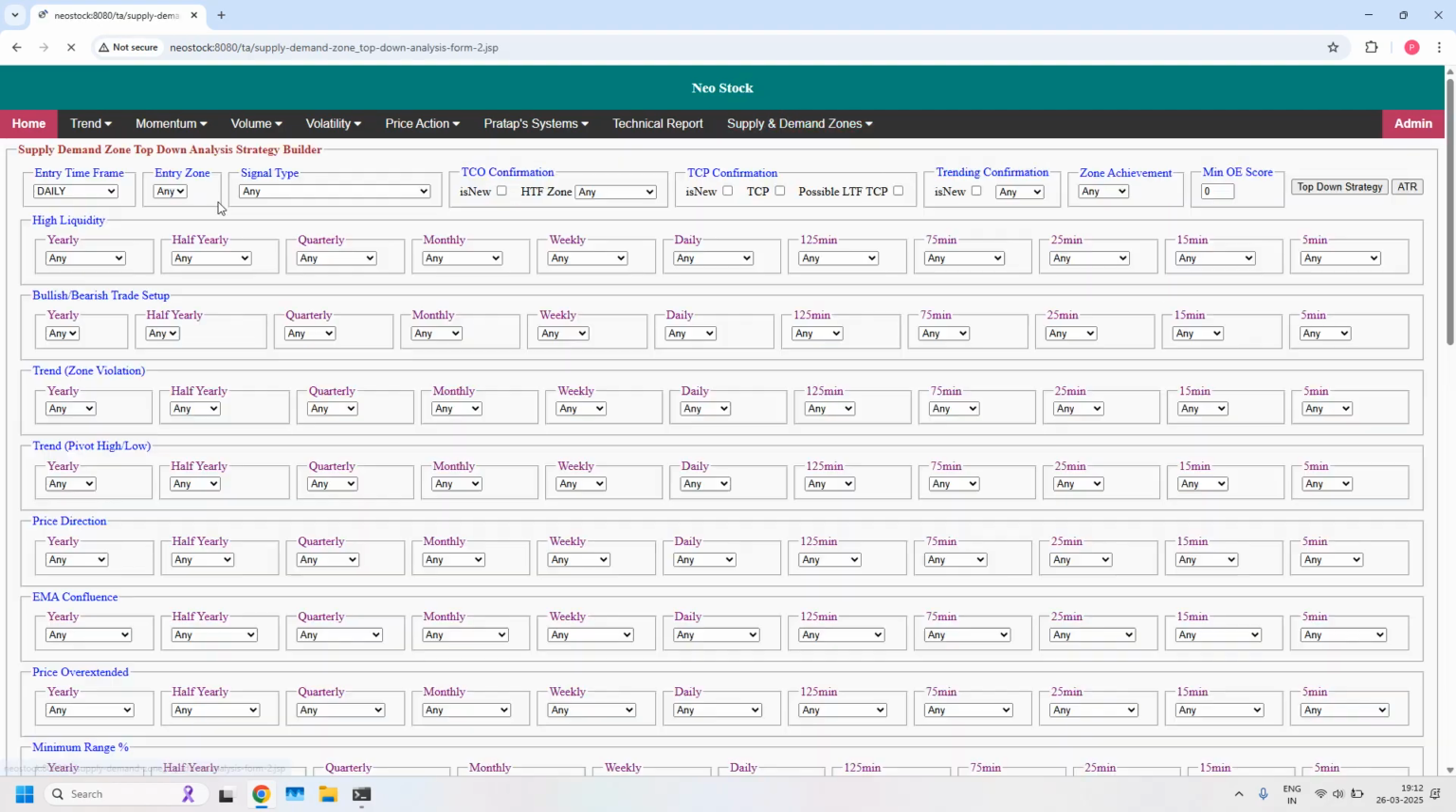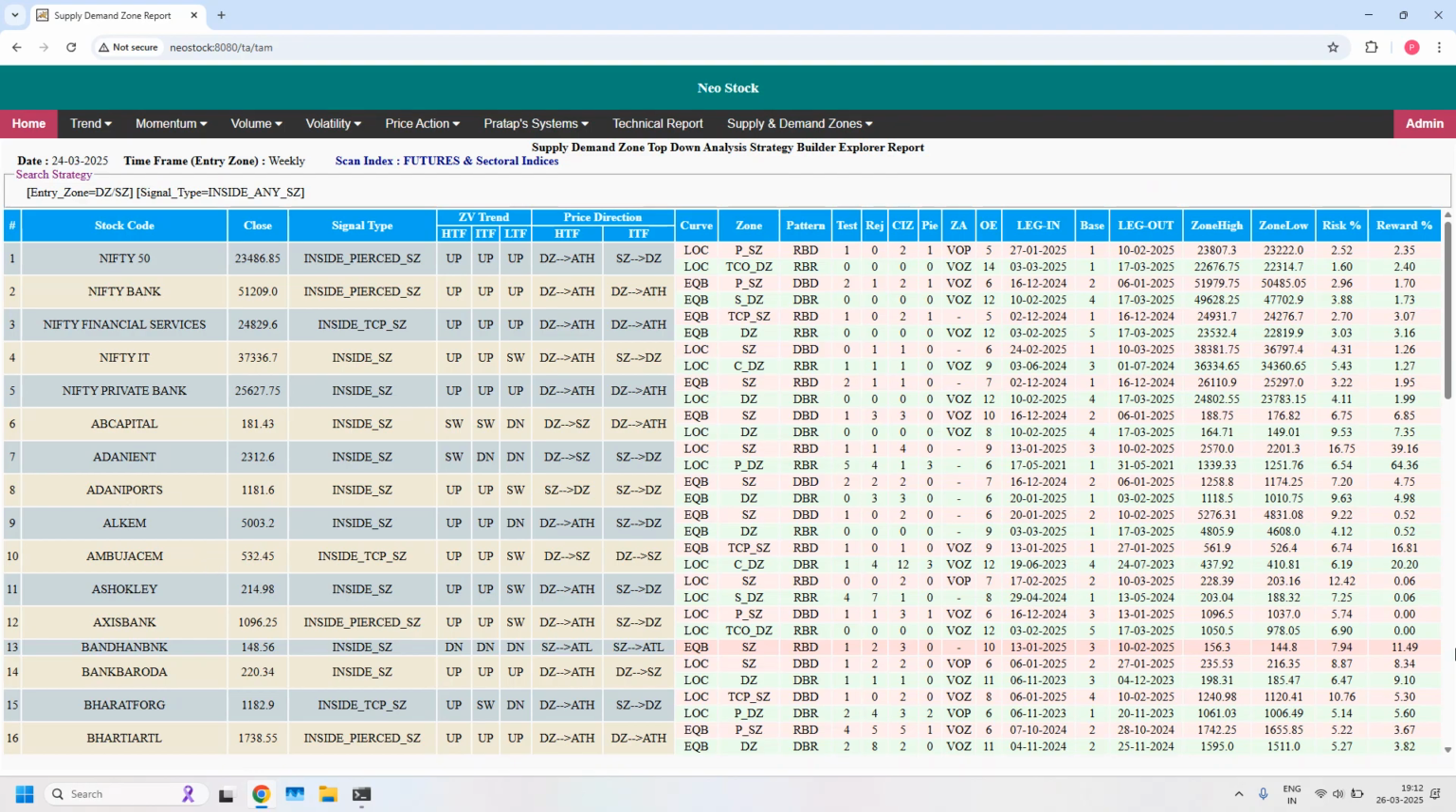Okay, next, weekly time frame. Price closed inside the weekly supply zone. We got a big list. First 16 stocks in the list. Scrolling the list down.